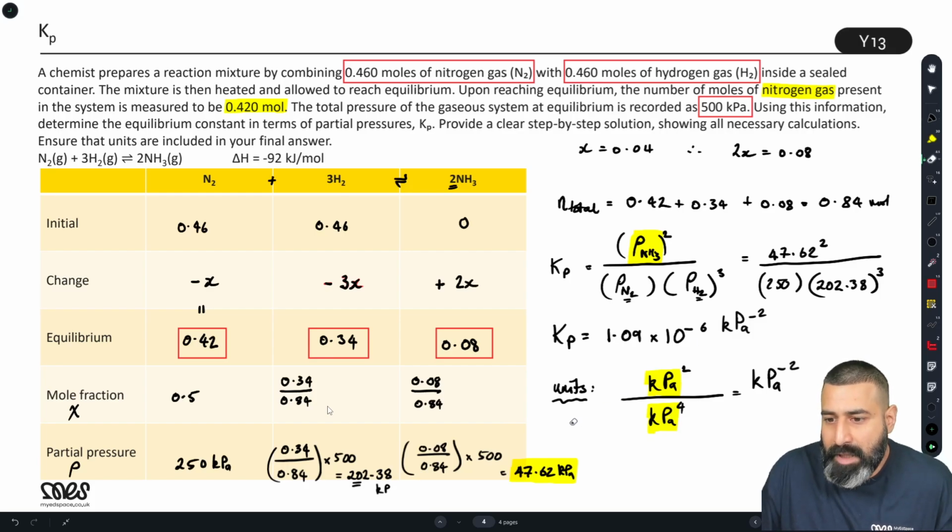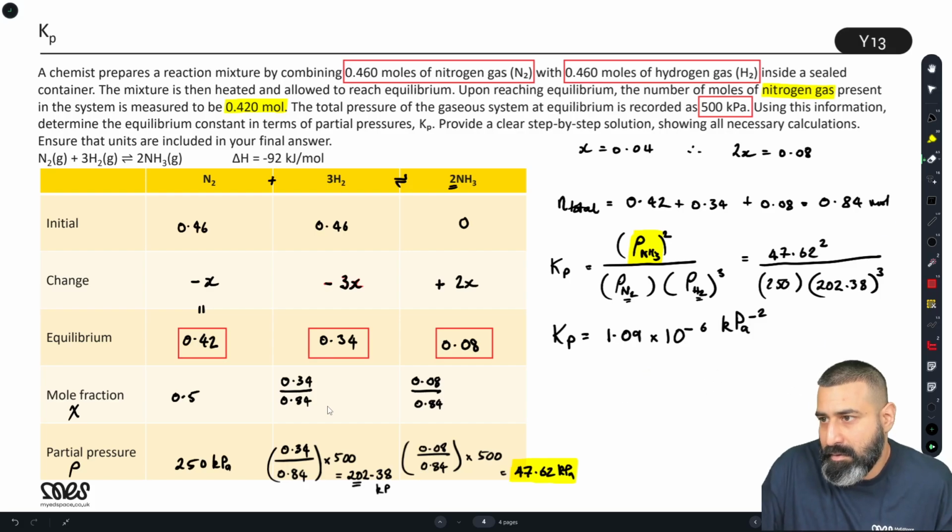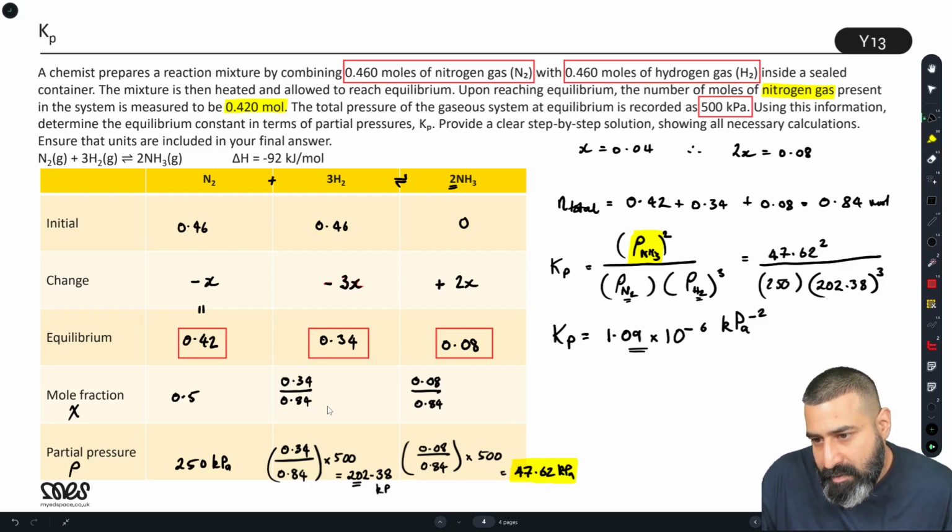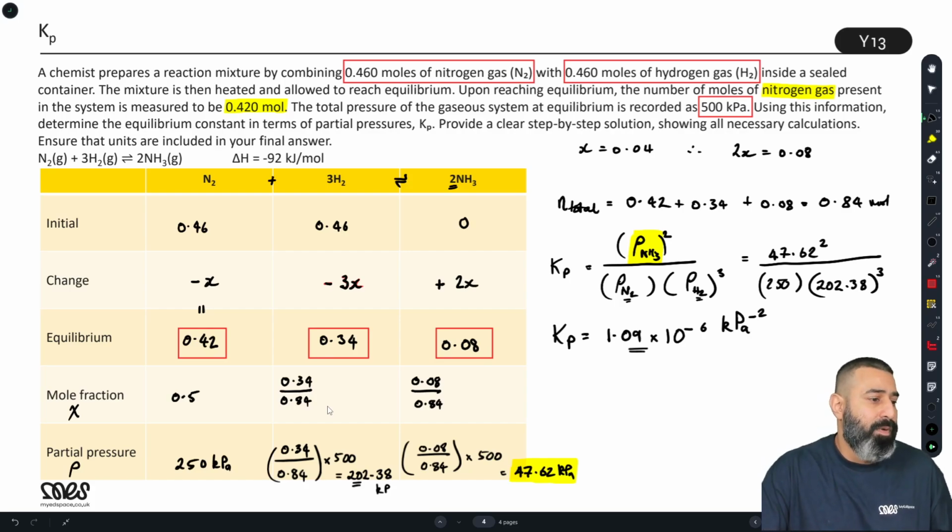Okay, and there you have it. And there is your answer. It's way less than 1, so the position of equilibrium is way over to the left-hand side as well.